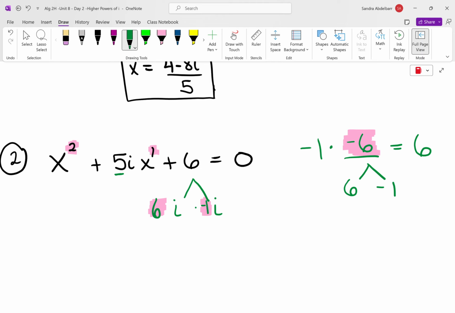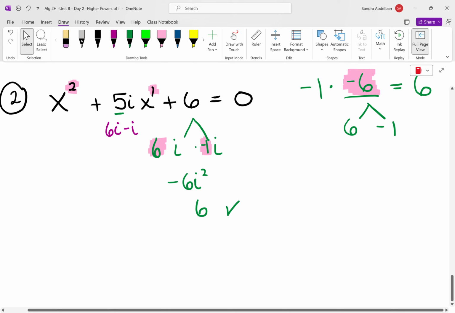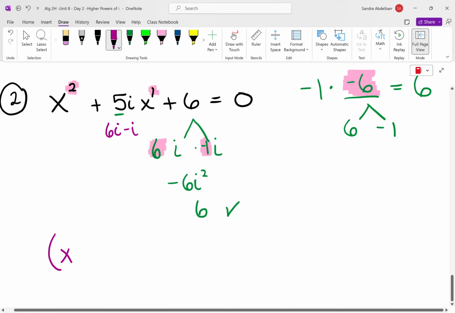Philip? 6 and -1. You got it, 6 and -1. Let's check this out. So if I have 6i times -i, that gives me -6i squared. Isn't that 6? So that works out. Now let's check the middle term. 6i minus i, is that a +5i? Yes. So we have our winners.